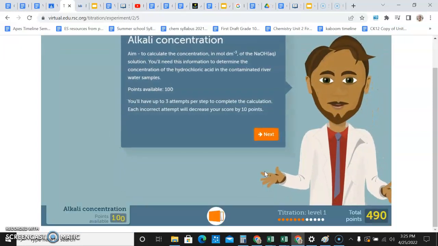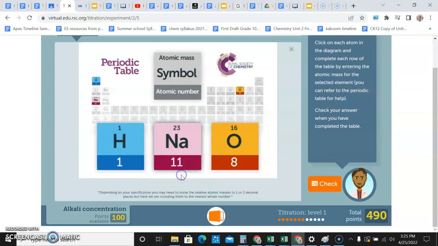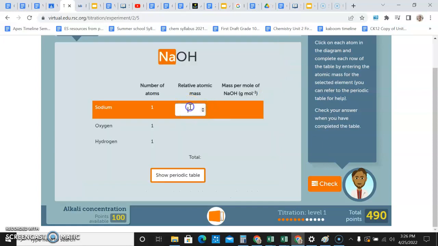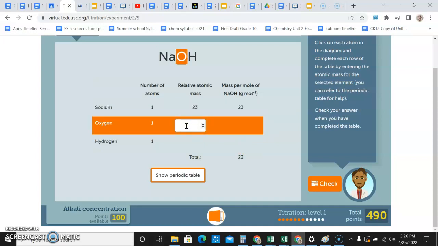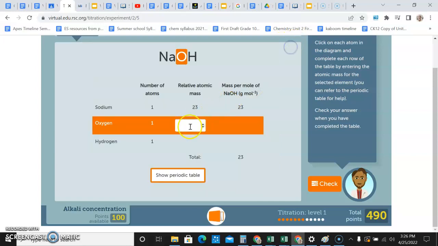So now what have we done? We've measured our known quantity of sodium hydroxide and we've dissolved it in a known volume of water. They're going to make us calculate the atomic mass of this thing so that we can figure out how many moles we have and how many moles per liter we have. Sodium, they're telling us 23. It's actually 22.9897, but if they think it's 23, we'll let them away with it. Same with the oxygen. That should be 15.9994. They're telling us it's 16, whatever.